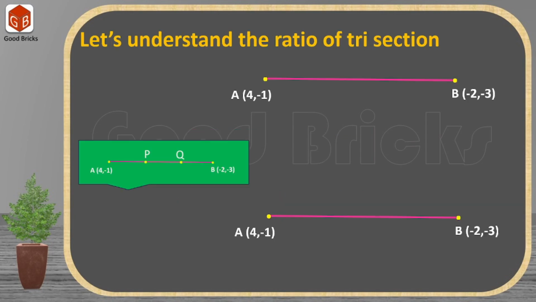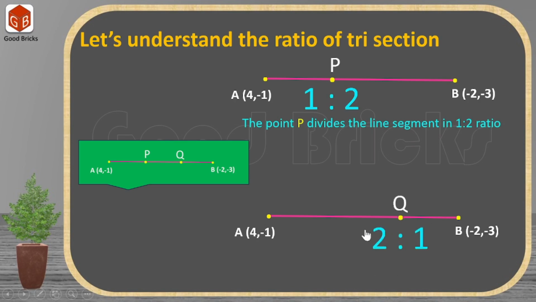Now let us understand the ratio of trisection. See here, this point P, on this side one part, on this right side 2 parts. So point P is dividing the AB line segment in 1:2 ratio, whereas point Q is dividing this AB line segment in 2:1 ratio, because to the left side of this Q we have 2 parts, and on the right side of this point Q we have 1 part. So that is the reason point Q is dividing the AB line segment in 2:1 ratio.